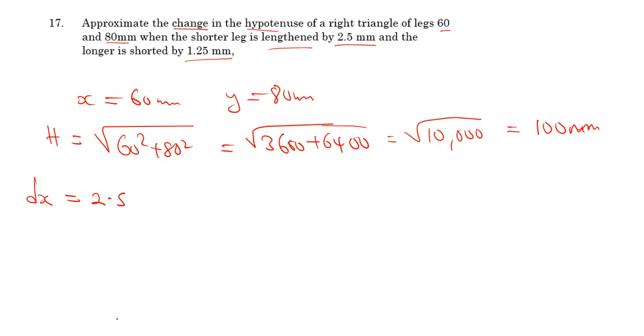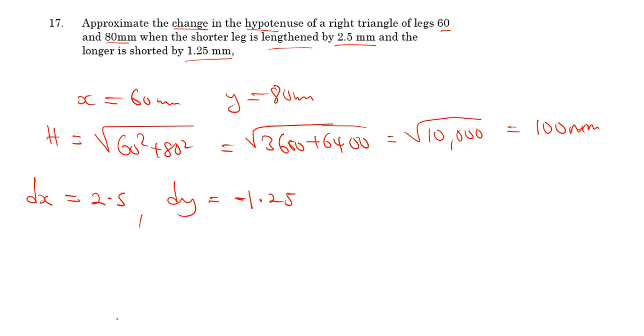Now for dy, they're telling us that the length of the longer leg has been shortened, meaning it's going to be negative, because you're shortening it, so it's negative 1.25. So the shorter leg has been lengthened, and the longer leg has been reduced, or made short. This is what is happening there.